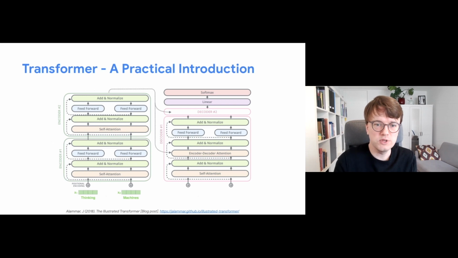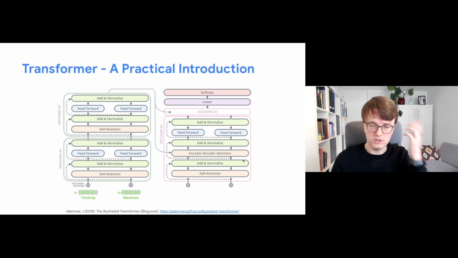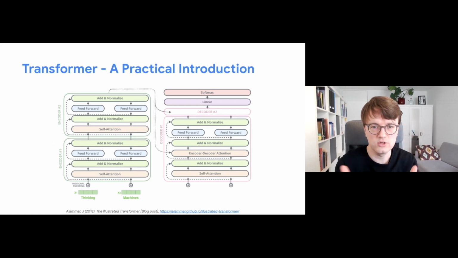But the main difference between the encoder and decoder is that the decoder also has what you see here as the encoder-decoder attention. Self-attention, and we'll talk a bit more about it soon, means that you attend to the neighboring words in the input or in the output, while the encoder-decoder attention means that the decoder attends to all of the encoder outputs.